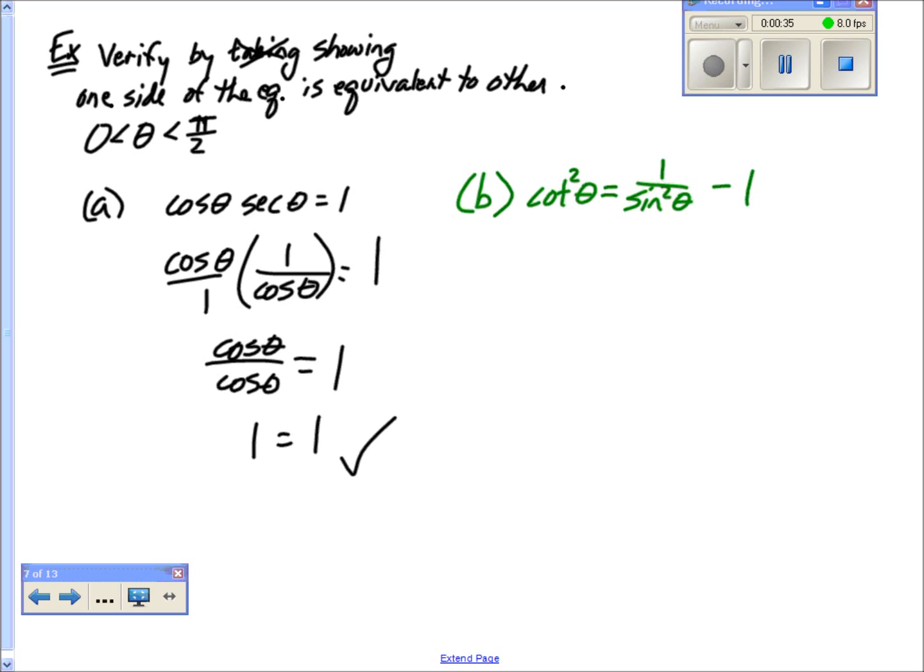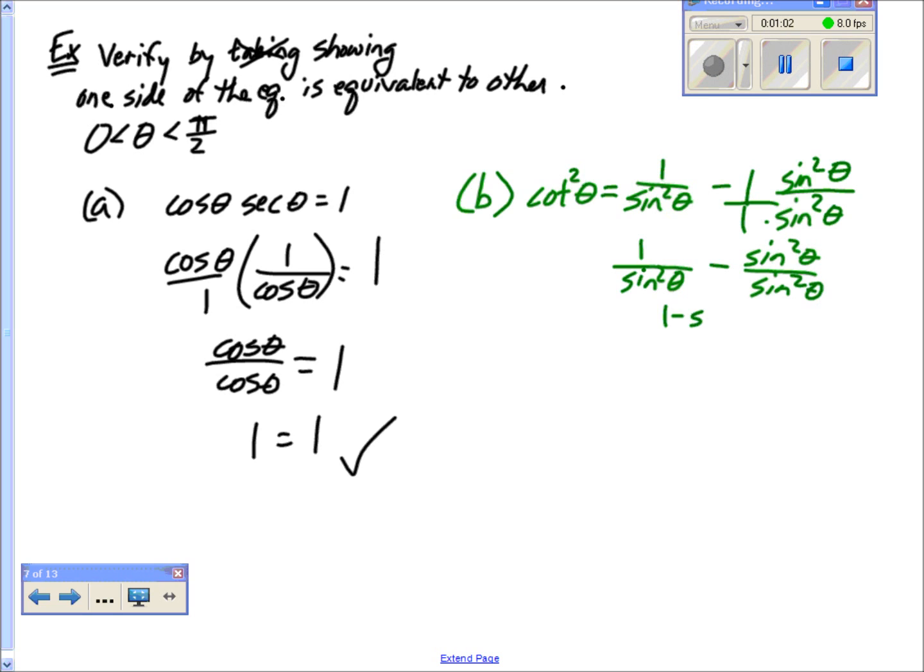Notice this right-hand side, you have 2 terms, right? We need to make it into 1 term, that cotangent squared. So why don't we get a common denominator here first of all? I'm going to multiply this by sine squared theta over sine squared theta, right? So I get 1 over sine squared theta minus sine squared over sine squared, which is 1 minus sine squared, all over that common denominator, sine squared theta, right? And then you're looking at this, and you're like, okay, wait a minute, 1 minus sine squared.